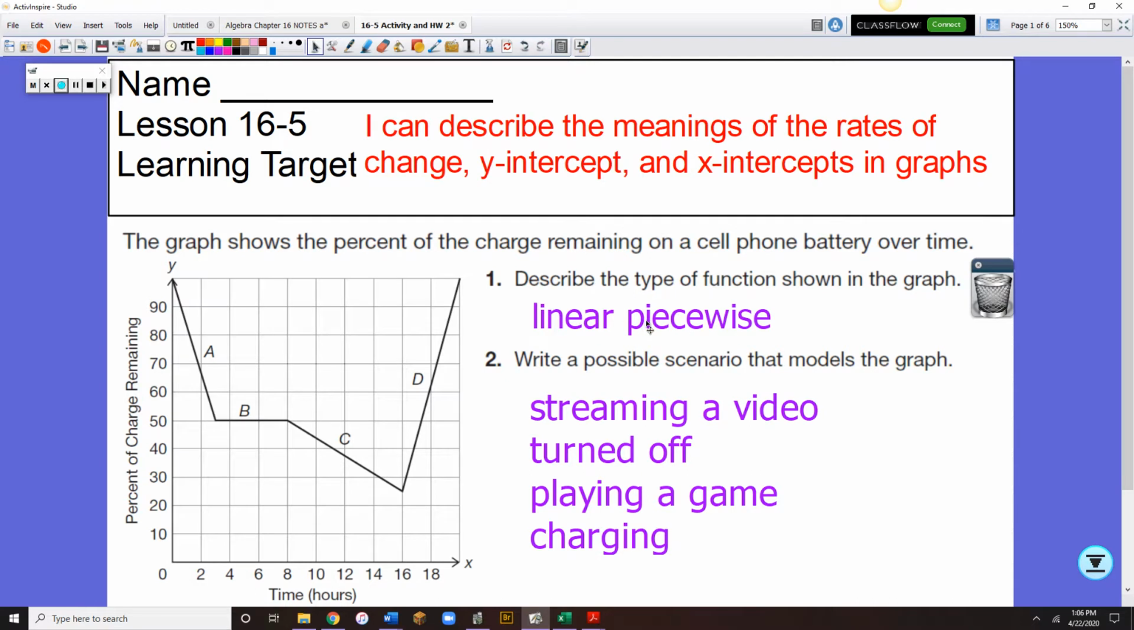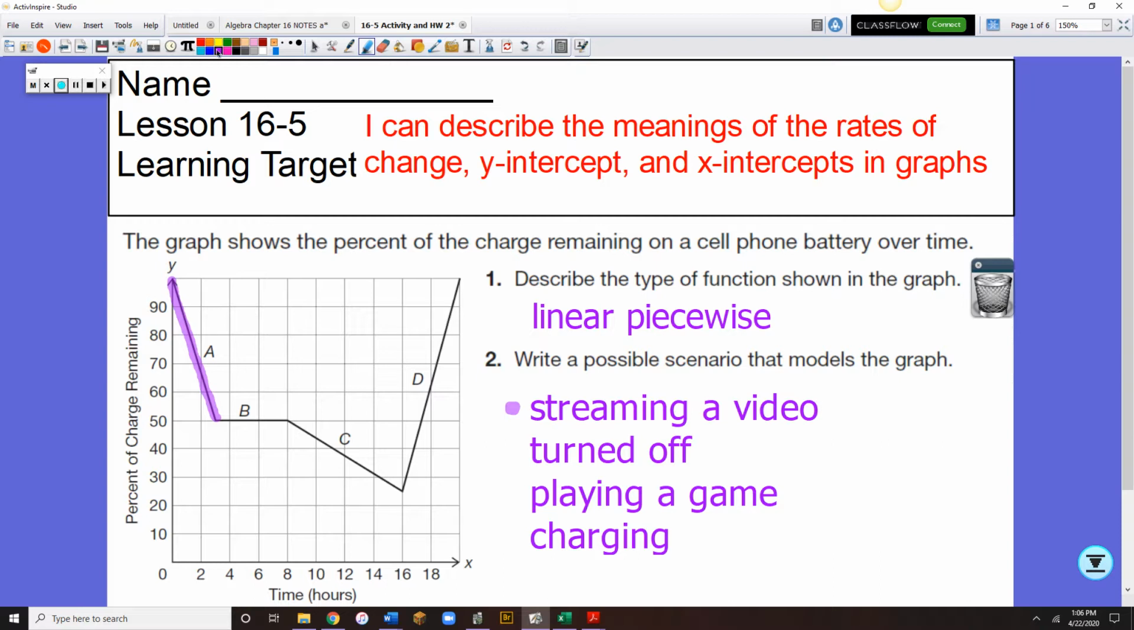We're going to talk about what's happening in each section, or what we think could be happening. It doesn't say specifically, but we're going to use our common sense. So in the very first section, A, the amount of charge remaining is going down. In fact, the line is pretty steep, so whatever they're doing on the phone must use a lot of battery. My idea is that maybe they were streaming a video. That takes a lot of battery, right?